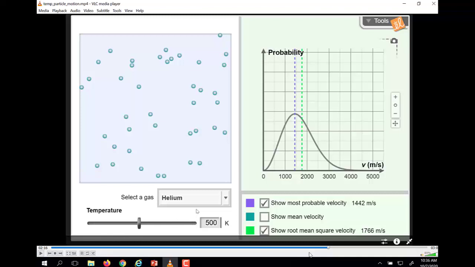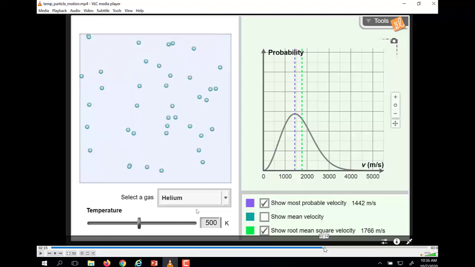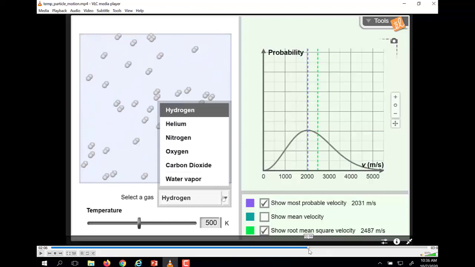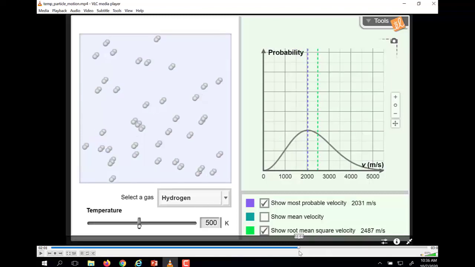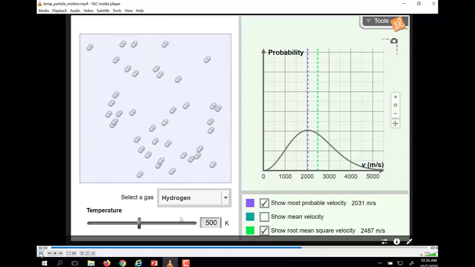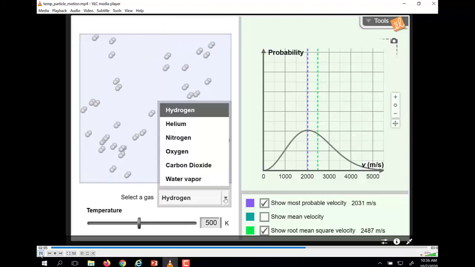So perhaps it might be worth just for a minute going back to the hydrogen here, so you can take note. So hydrogen at 500 Kelvin has a root mean square velocity of 2,487 meters per second. So look at what happens to that velocity at the same temperature. So of course this means the same average kinetic energy, right? But we're now dealing with a more massive particle. So think 2487, and then now we'll change this to helium.